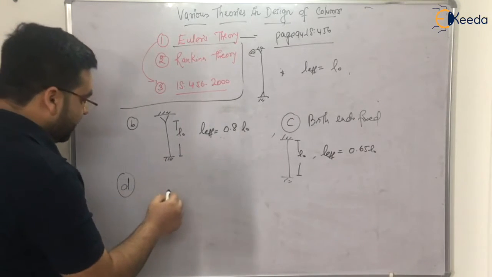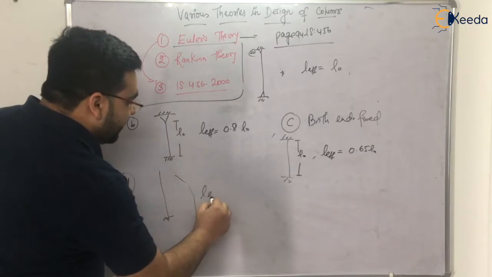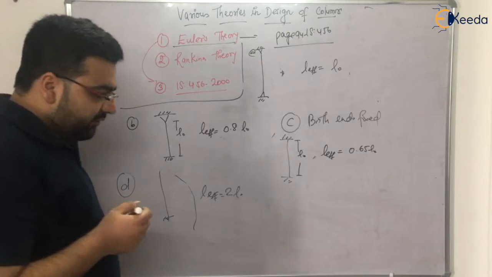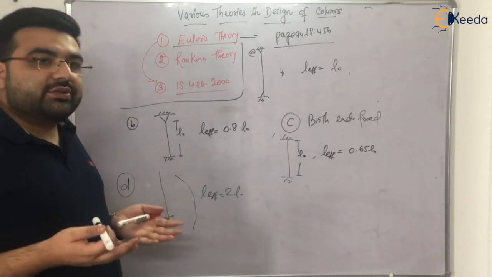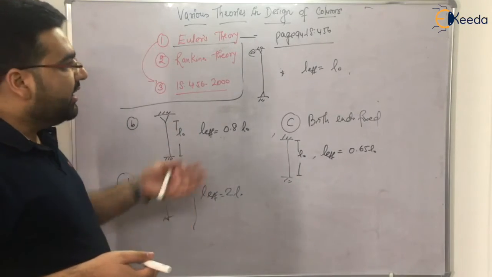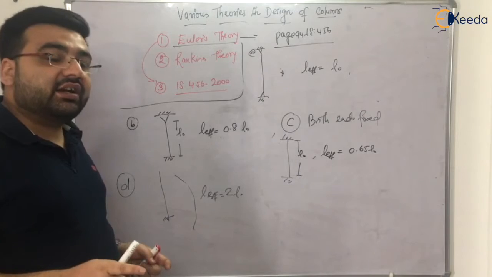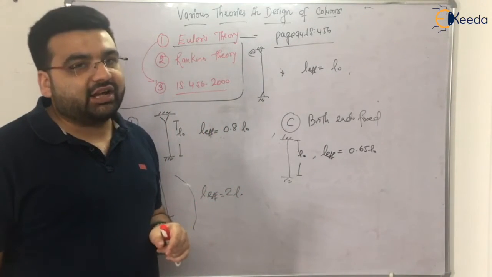Now the next case is D case. The same, that one end is fixed and the other is free. At that time L effective will be 2 L naught. And one more case in which students confuse what the value is. A lot of students remember these 4 cases, but there is one case in which Euler's theory is silent, but the IS code has given the recommendation.